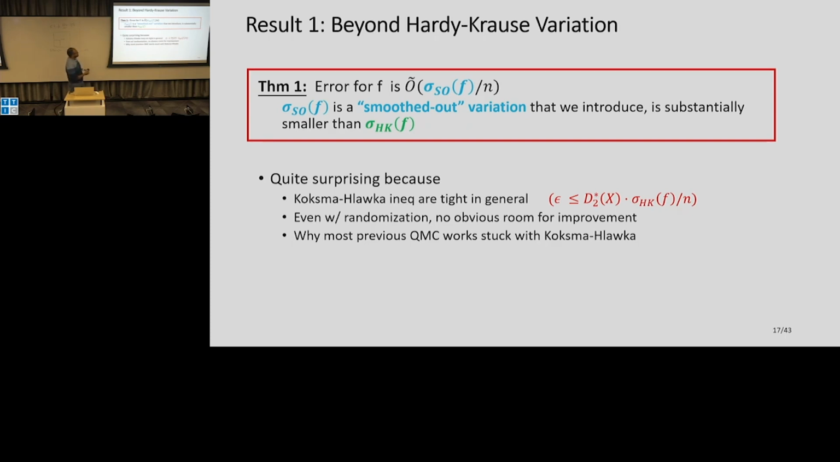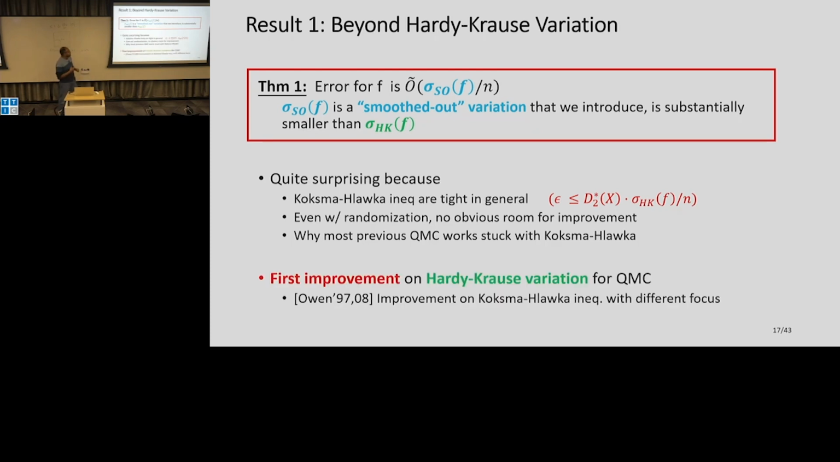Yeah, and as you'll see, even if you allow randomization, it's not really obvious how you improve this. As you said, we'll have to see where that Cauchy-Schwarz is losing and somehow exploit it. And that's why most previous QMC works kind of stuck with this Koksma-Hlawka inequality. Right? In some sense, it's the first improvement. There have been one or two works which try to exploit this, but they have a very different focus, so it's not really comparable.